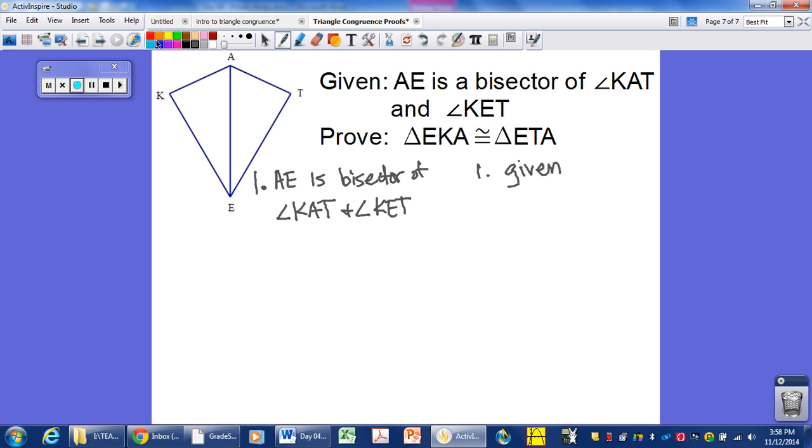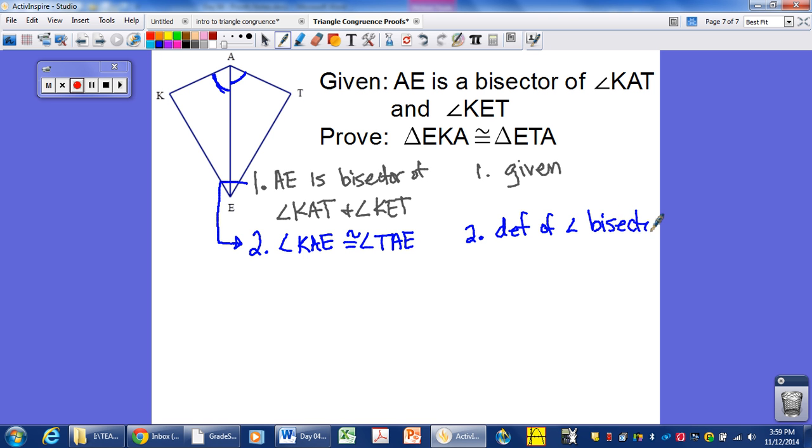Okay, so angle bisectors. If you bisect an angle, that means we have two congruent angles. So up here, KAT got bisected, so that means that this side is congruent to this side. So angle KAE must be congruent to angle TAE. And this is what angle bisectors do, so this is by the definition of an angle bisector. If it says bisector in the given, you have bisector in the reason.